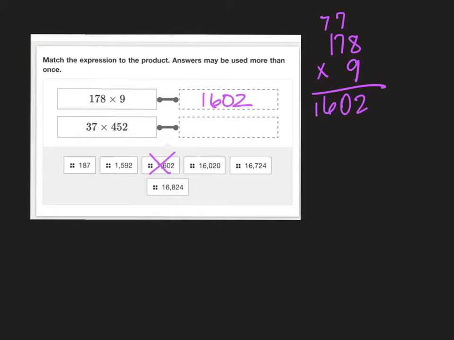All right, I'm going to grab a different color, and now we're going to do the second one. Now, I always put the bigger number on top. So I'm going to do the 452 on top times 37.